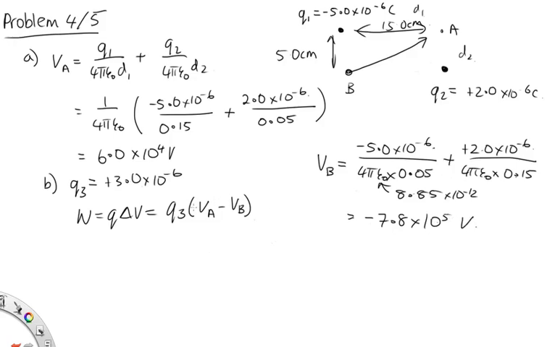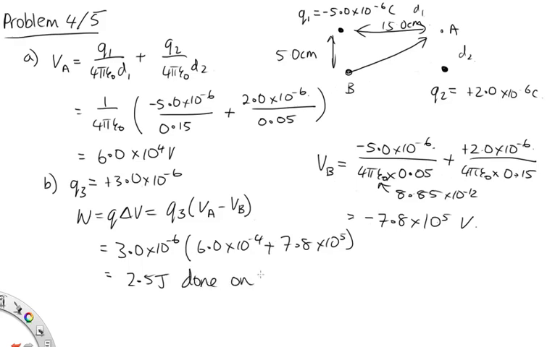Now we can substitute everything in here. So this is 3.0 times 10 to the minus 6 for the Q3. VA is 6.0 times 10 to the 4 minus VB, so that becomes a plus 7.8 times 10 to the 5. And then solving that, we end up with 2.5 joules, which is a positive number, so that work needs to be done on the charge, as we're moving a positive charge closer to another positive charge.